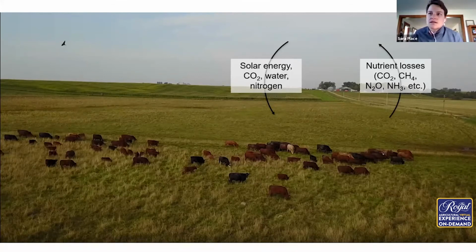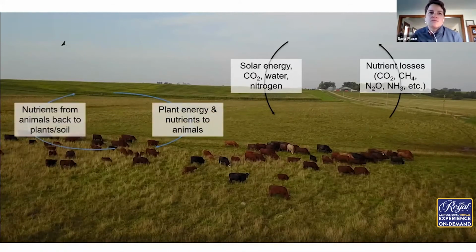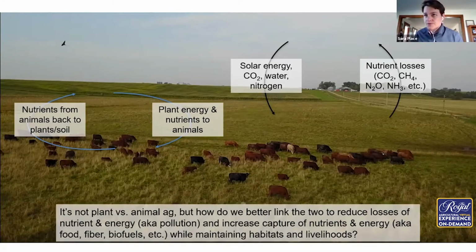So there's a cycling that's happening here. There's also a cycling between the plants and the animals. The animals are eating the plants, taking energy and nutrients from the plants and the soil, and returning those nutrients in the form of manure. Hopefully this makes sense. There's a lot of cycling taking place, but nothing is 100% efficient. Those losses of nutrients and energy are where we can get environmental problems. So if we think about these things holistically, it's not about plant versus animal ag, right?